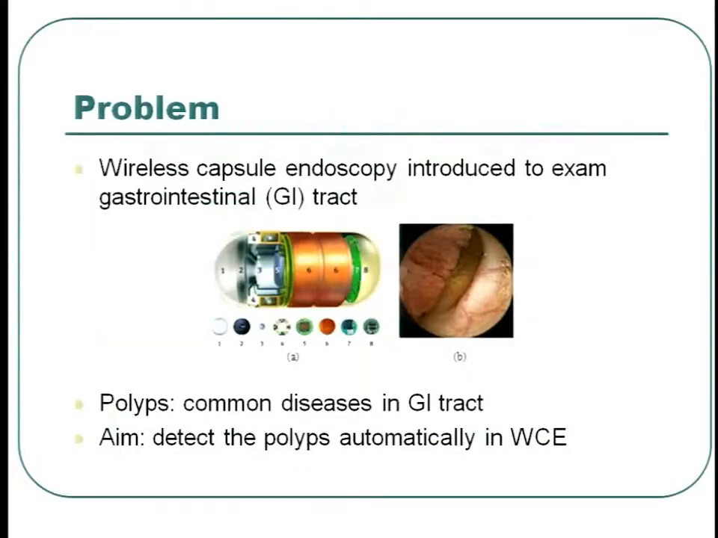Wireless capsule endoscope was introduced in 2000. It is a revolutionary device that provides direct visualization of your gastrointestinal tract. However, the major disadvantage of this technology is that it will create 50,000 images for one patient. Moreover, polyps is one of the most common diseases in GI tract. It affects many people around the world. So our aim is to detect the polyps automatically in the WCE.